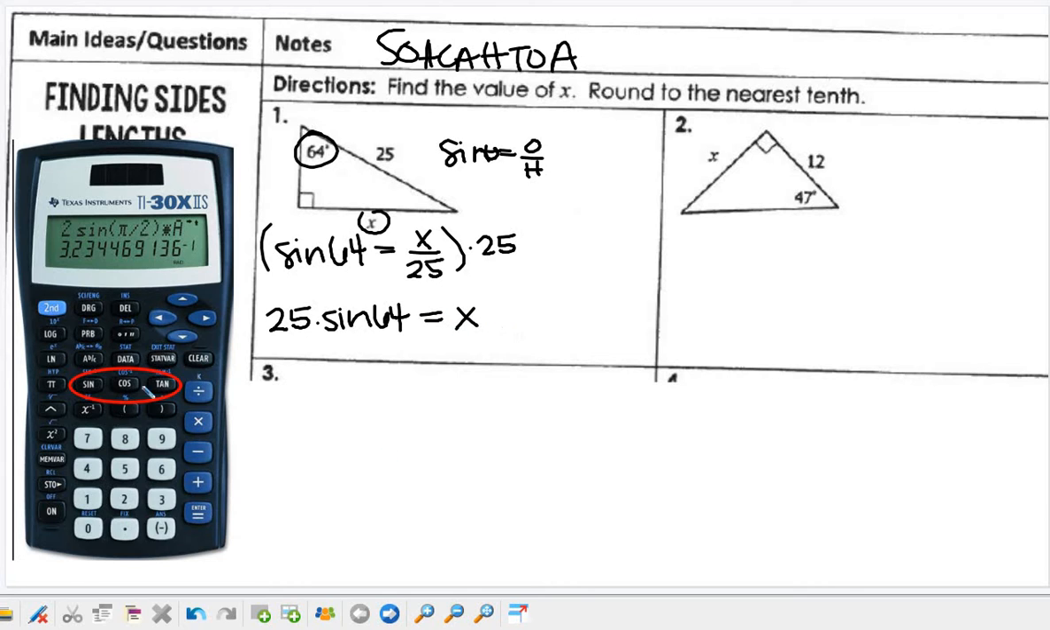So in your calculator, I have it circled right here. You see sine, cosine, and tangent. What you'll do is you'll do 25 times sine 64, close your parenthesis, and then hit enter. And you get that x is approximately equal to 22.5. Now this isn't degrees because it's the side length, so make sure that you don't put the degree marker.